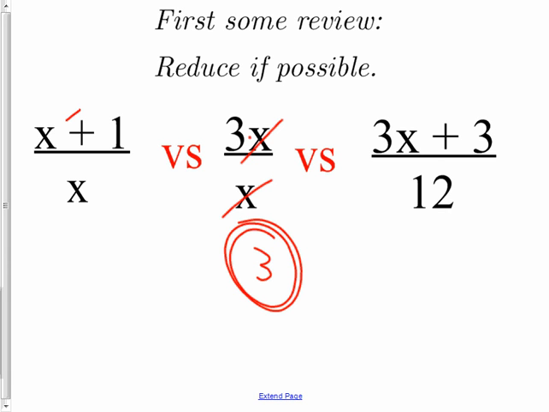Now, everybody wants to cancel this when you first start this class, but you can't. Do you get that now? You can't cancel those because it's not part of a multiply problem. It's part of an add problem up here. So I cannot cancel those x's.